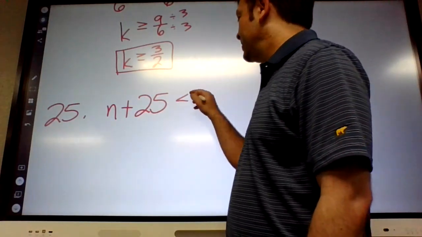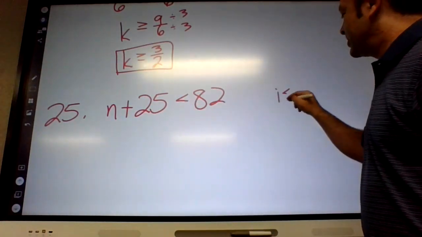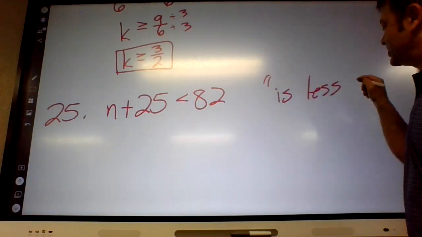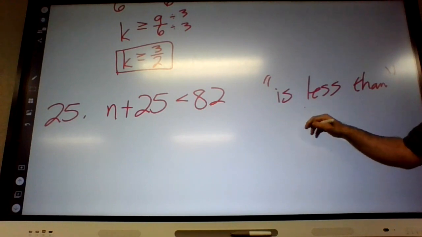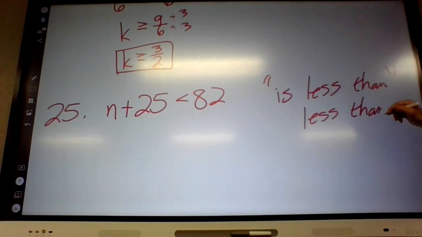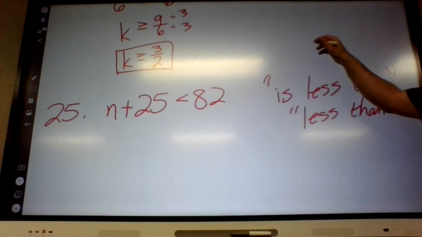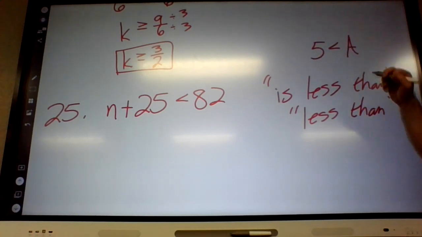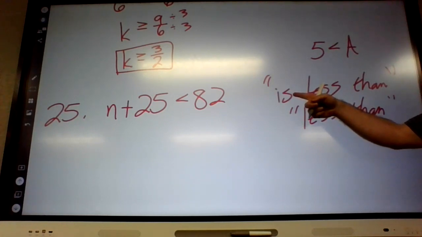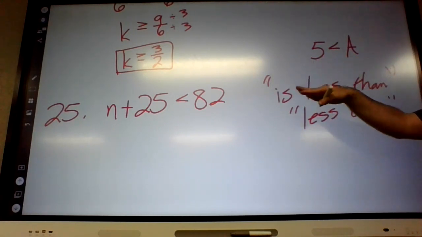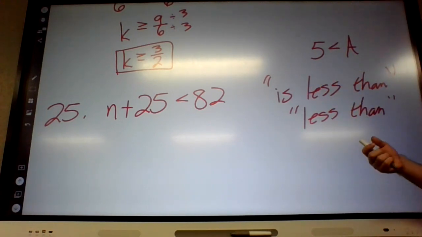The less than symbol. Now this is kind of tricky because is less than, which is what this problem said, is different from the phrase less than, which we've had in previous chapters. It's confusing. Like if I said 5 less than your age, what do I mean? Your age minus 5. If I say 5 is less than your age, what do I mean? 5 is less than. So the is makes a big difference. Remember, is kind of means equals, but instead of equals, it's a less than symbol.